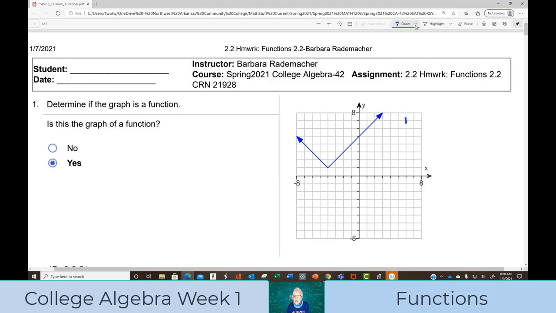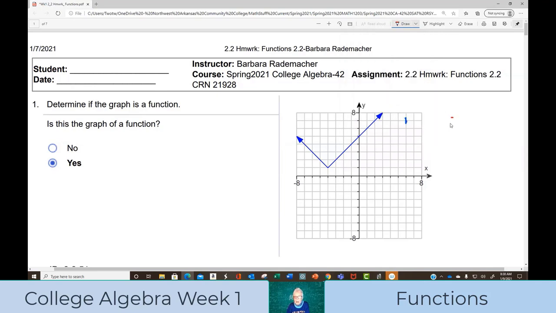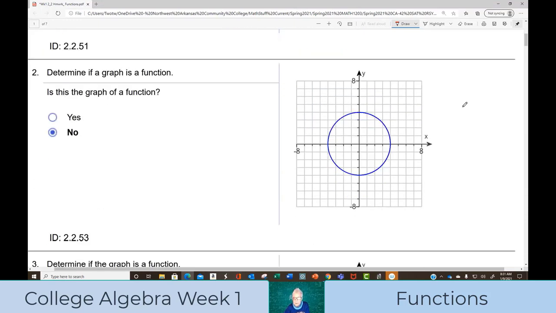Okay, I want the color to be red though. The quick and easy, the dirty way to figure out if a graph is the graph of a function is to use the vertical line test. Remember that, and you draw or you imagine drawing a vertical line through the graph, usually at a couple of different points. So like here, and here, you don't have to be careful.